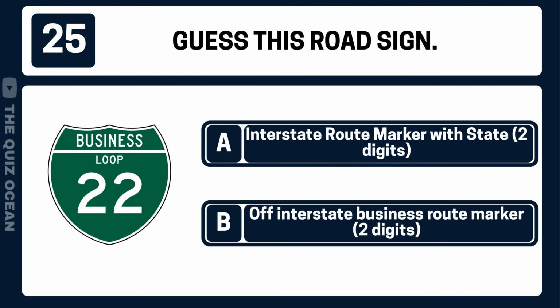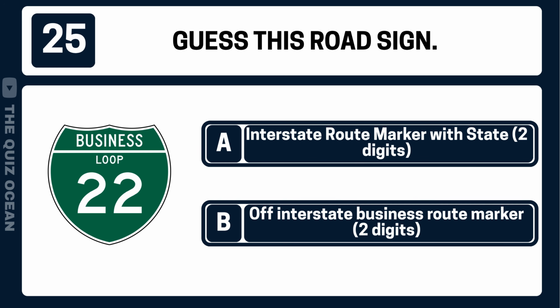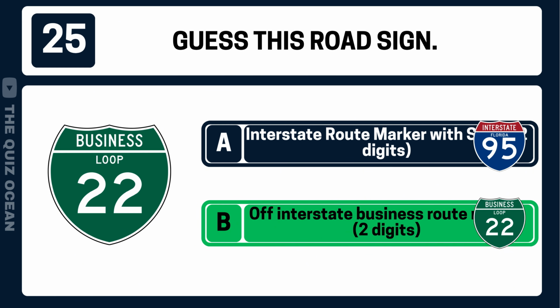Guess this road sign. A. Interstate route marker with state, 2 digits. B. Off interstate business route marker, 2 digits. Correct. It is the off interstate business route marker, 2 digits sign.